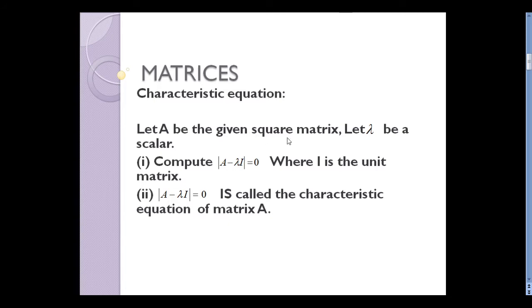Let A be the given square matrix and lambda be the scalar. First compute the determinant of A minus lambda I equal to 0, where I is the unit matrix. Determinant of A minus lambda I equal to 0 is called the characteristic equation of matrix A.